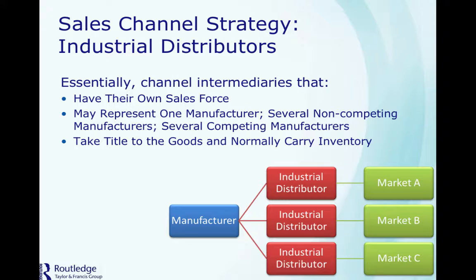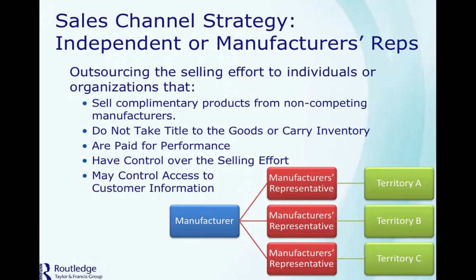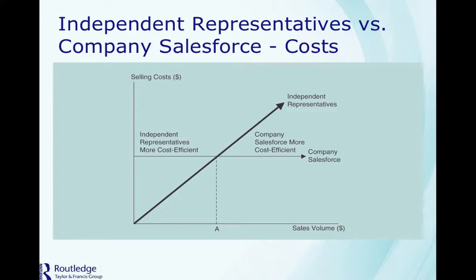Looking at the different roles within the selling process of industrial distributors versus independent or manufacturers reps. When an independent representative and company salesforce, their relationship to overall costs, and at what point one is more cost effective than the other.